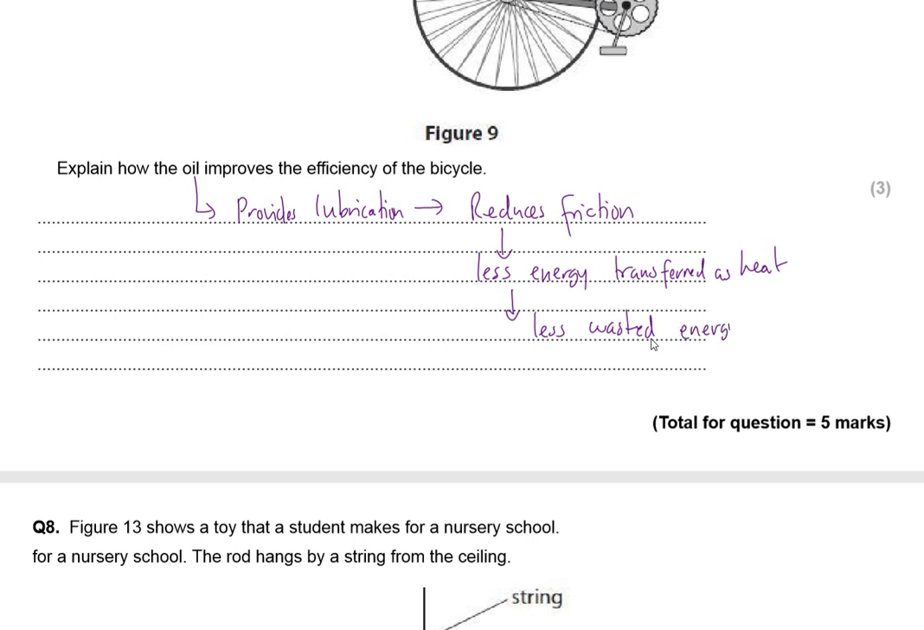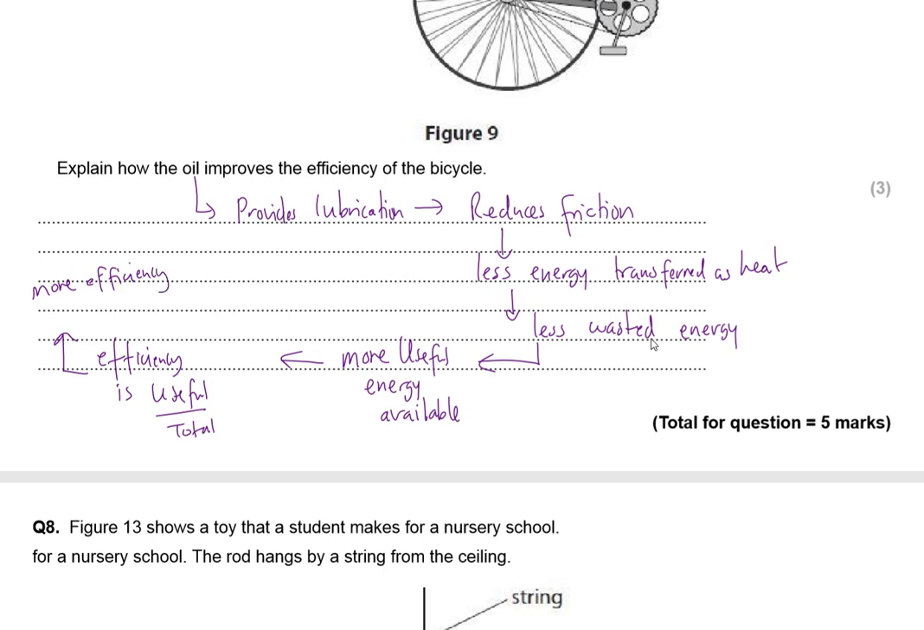Now, if there's less wasted energy, what does this mean? It means that there's more useful energy available. Okay, now if there's more useful energy available, okay, now efficiency is useful over total. So therefore, more efficiency.